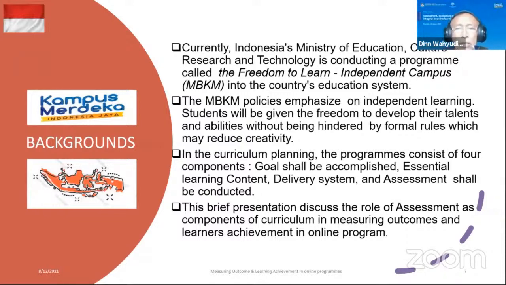First, goals shall be accomplished. Secondly, essential learning content. The third concerns the delivery system. And the last one, assessment shall be conducted. So our discussion for today mostly talks about assessment. I would underline that if we talk about assessment, it should be considered together with the other components of the curriculum: the goal, essential learning content, and delivery system.